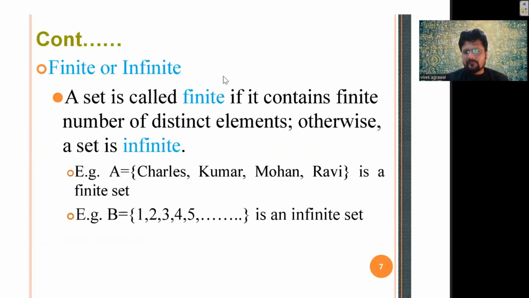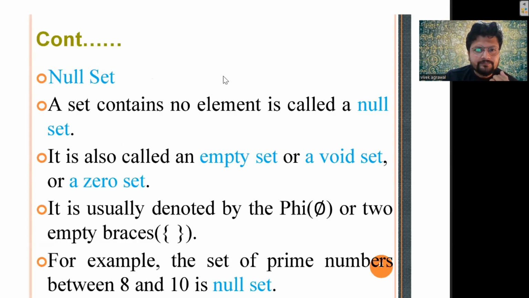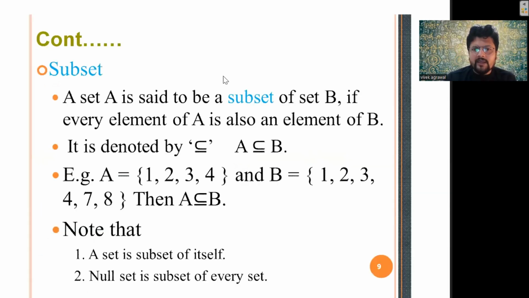Then finite or infinite sets. A finite set is where the number of elements is fixed, so we can count them. An infinite set is where we cannot count the number of elements. Then the null set: if there is no element in the set, it is called a null set. We also call it an empty set, void set, or zero set. We represent it by empty brackets or phi.